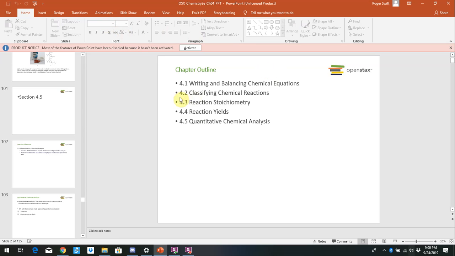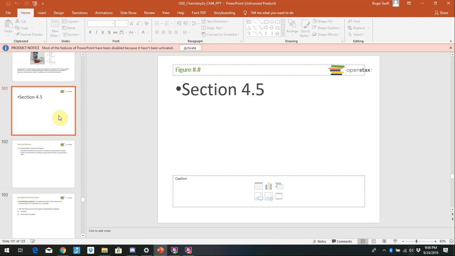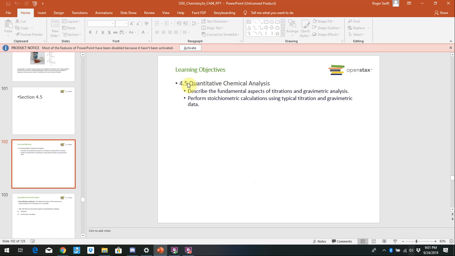Hello class. We're going to look at section 4.5, how concentration and things are measured in the laboratory. Quantitative chemical analysis describes the fundamental aspects of titrations and gravimetric analysis and performs stoichiometric calculations using typical titration and gravimetric data.